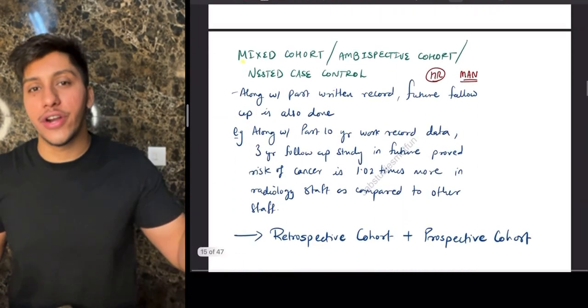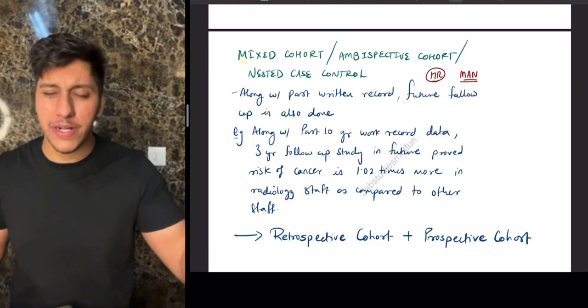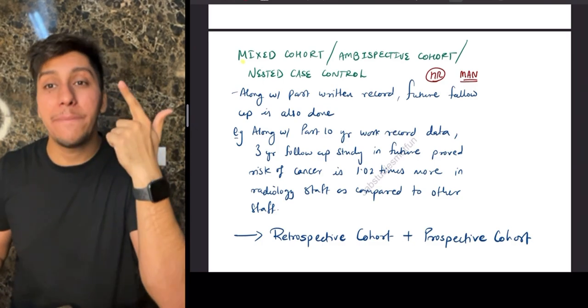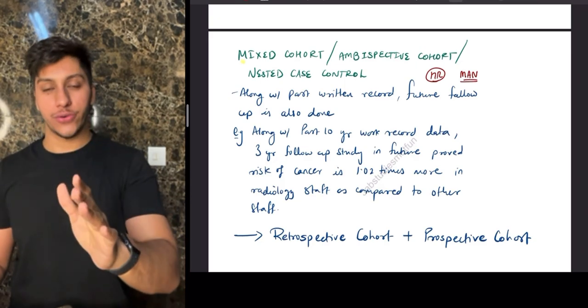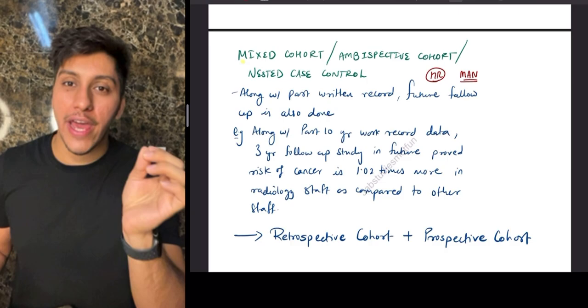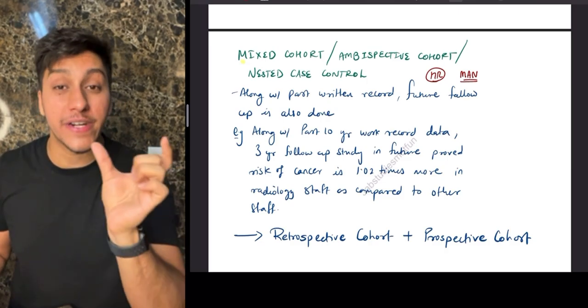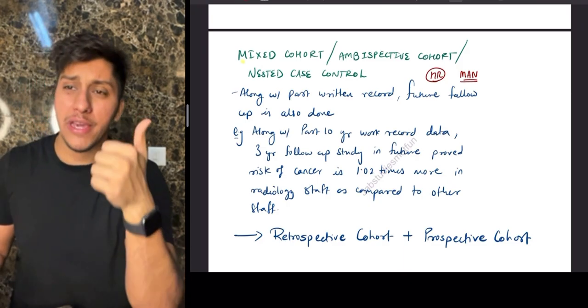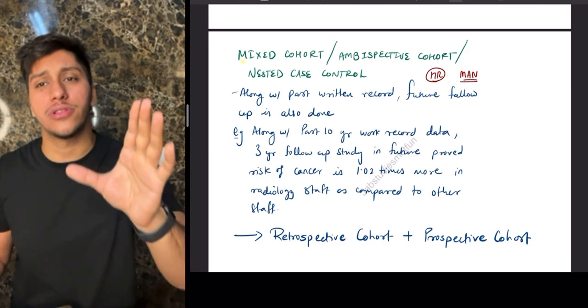Next, now we are done with retrospective and prospective. Retrospective and historical. There is another one known as mixed cohort, ambispective and nested case control. By mixed, what do you mean? A mixture of front and back. We have prospective data, a prospective cohort, and we also have a retrospective cohort. These are all synonyms: mixed cohort, ambispective, nested case control. These all mean the same.